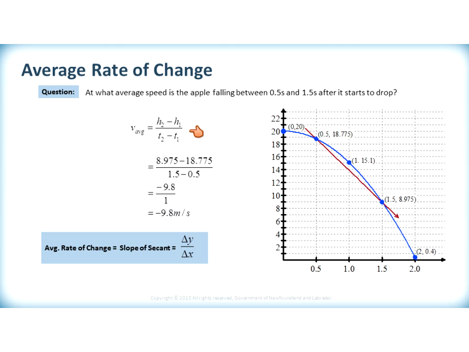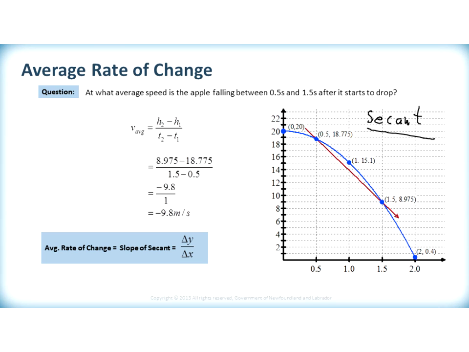So if you look over on the graph here, the red line that's been drawn through those 2 points is what we call a secant line. That line is called a secant, S-E-C-A-N-T, same name as the trig function. And any secant line is basically a line that cuts through a curve in 2 places, like the red one does to the blue curve here.